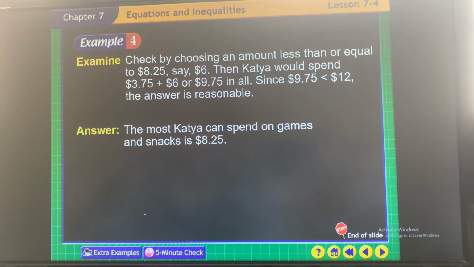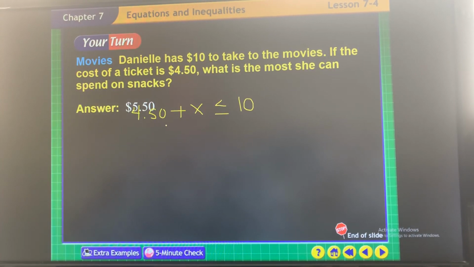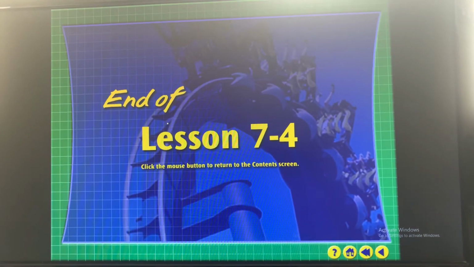Danielle has $10 to take to the movies. The cost of the ticket is $4.50. What's the most she can spend on snacks? So $4.50 plus snacks needs to be less than or equal to $10. We're assuming there's no tax involved. And then you're going to add a negative $4.50 to both sides to find out she can spend $5.50 on snacks. And that's it for 7-4.